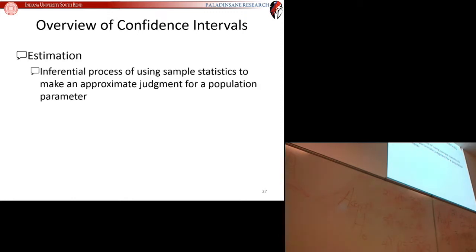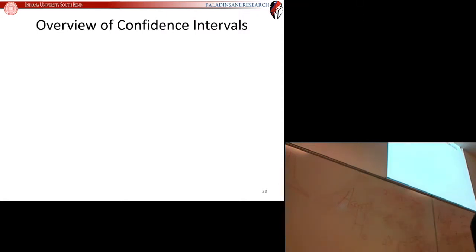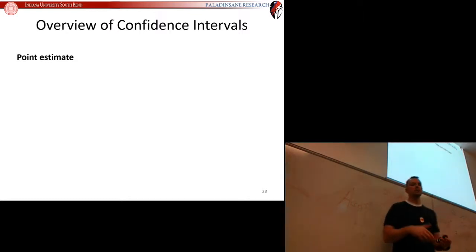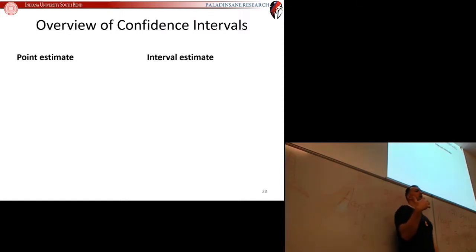All right, overview of confidence intervals. Confidence intervals are part of estimation. Estimation is when you use a sample statistic to make judgments about a population parameter. You measure the sample and you try to judge the population. For example, you measure the sample mean, and from that you try to judge your population mean. When you're doing estimates for confidence intervals, we have to distinguish between two different types of estimates: point estimates and interval estimates.